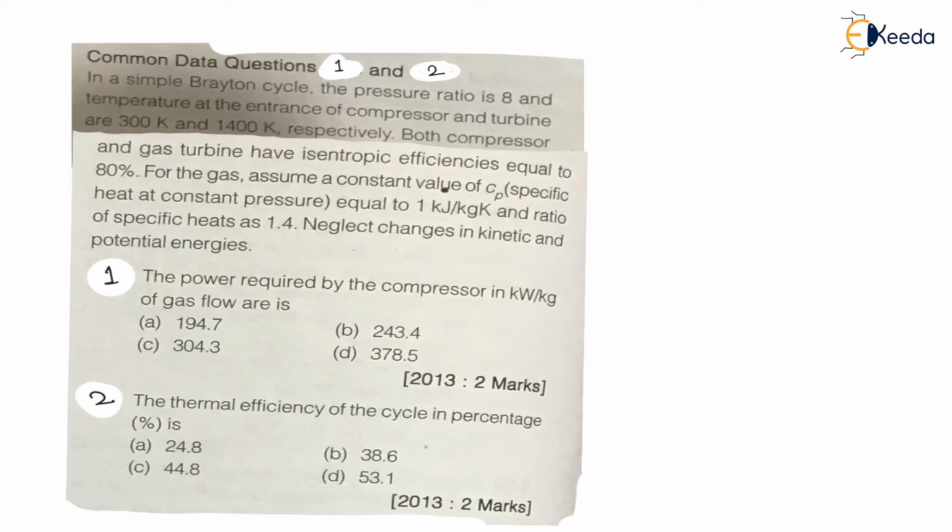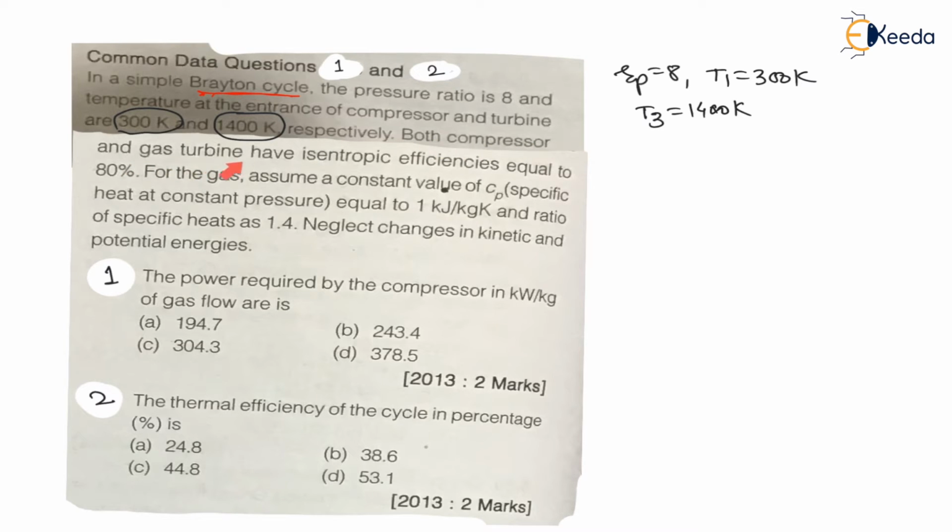In a simple Brayton cycle, here they have mentioned that the given cycle is Brayton cycle, that is gas turbine cycle, also called Joule cycle. Now read the question. In a simple Brayton cycle, the pressure ratio is 8 and the temperature at the entrance of compressor and turbine are 300 Kelvin and 1400 Kelvin. Pressure ratio is given 8, means Rp is equal to 8. Temperature at the entry of compressor is T1, therefore T1 is equal to 300 Kelvin. And temperature at the entry of turbine is T3, which is 1400 Kelvin.